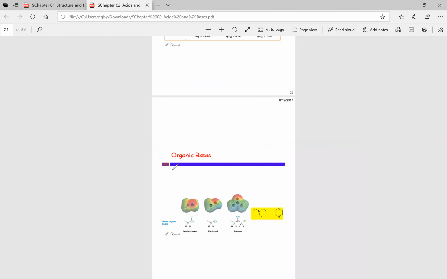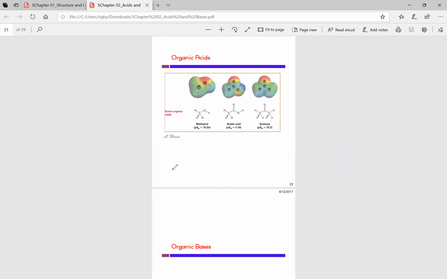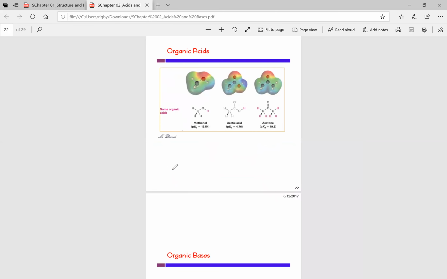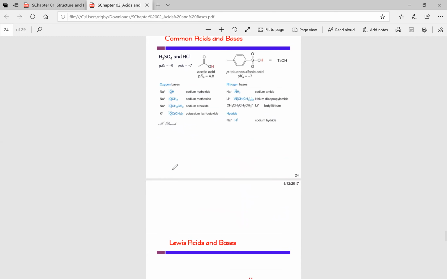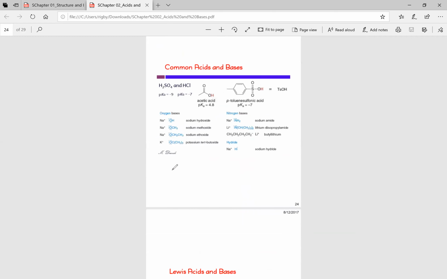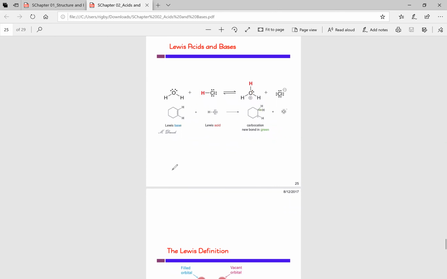And that's about it for this chapter. We're just naming some common organic acids and organic bases. Generally, organic acids and organic bases are going to be less strong than inorganic acids or bases. Like HCl is stronger than an acetylide ion, which you'll learn about later. Okay? So now let's talk about Lewis acids and Lewis bases.